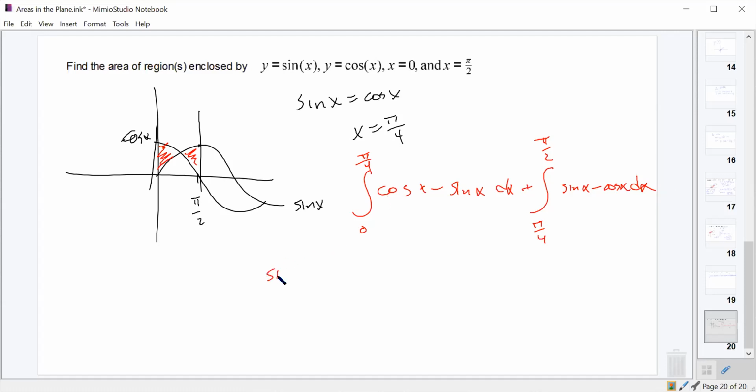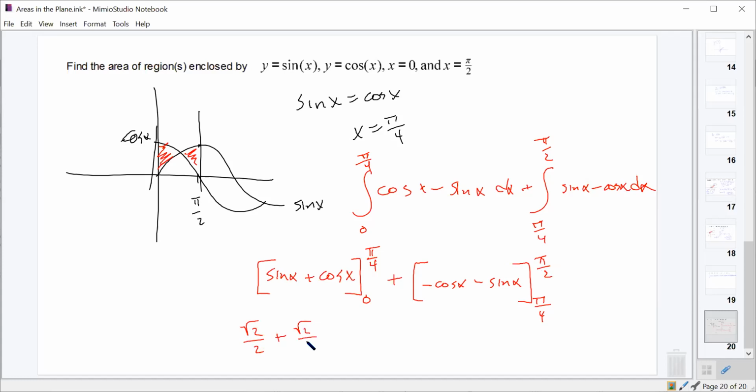Okay. Integral of cosine would be sine x, and then integral of negative sine would be plus cosine from 0 to pi over 4. And then we will add to that, integral of sine is negative cosine, and integral of negative cosine is negative sine from pi over 4 to pi over 2. And the sine of pi over 4 is root 2 over 2, and the cosine of pi over 4 is root 2 over 2, and then 0 and 1 for sine and cosine of 0. So far, good?